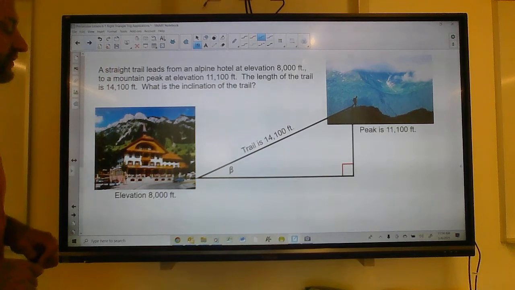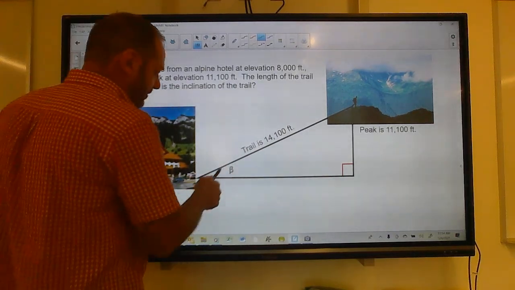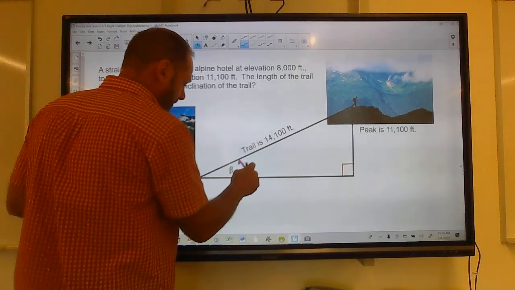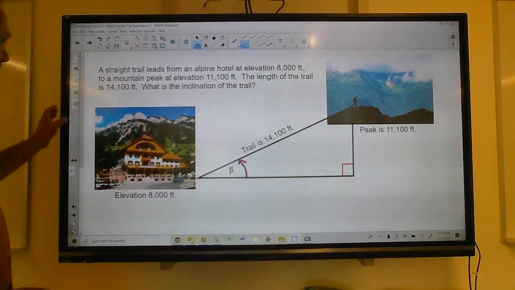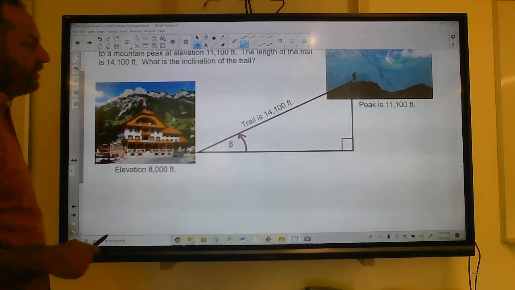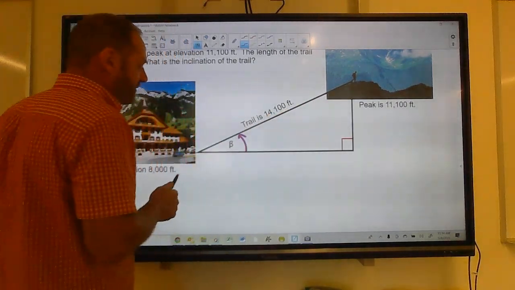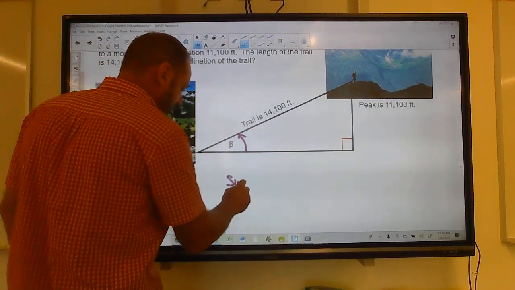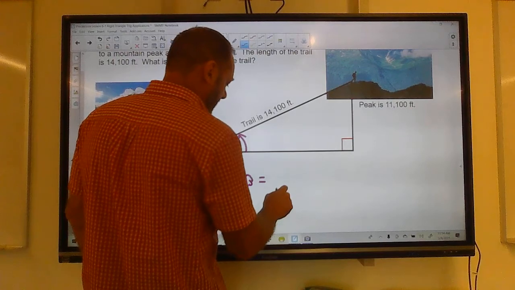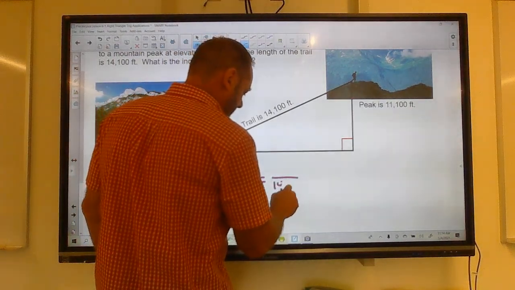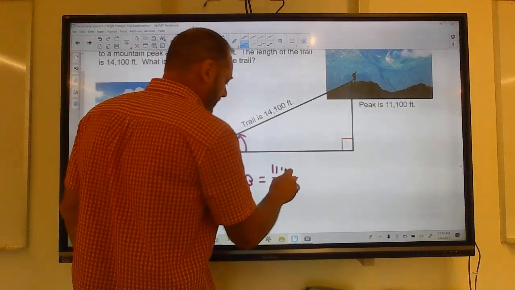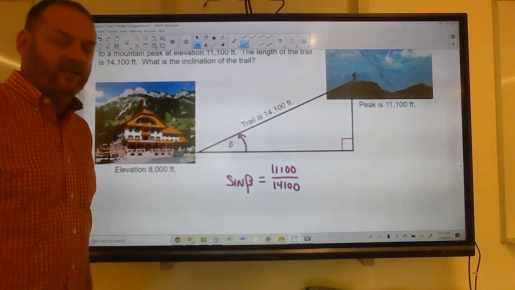Find the inclination of the trail. So find how steep that trail is. Find angle B. We're going to find this right here, angle beta. Here's what most people do: they go, okay, I know the opposite, I know the hypotenuse, that's going to be the sine. So the sine of beta is going to be the opposite over the hypotenuse. Now the hypotenuse is 14,100. Here's what a lot of people do: they'll put in 11,100 right here, and then they calculate this thing and they get it wrong.